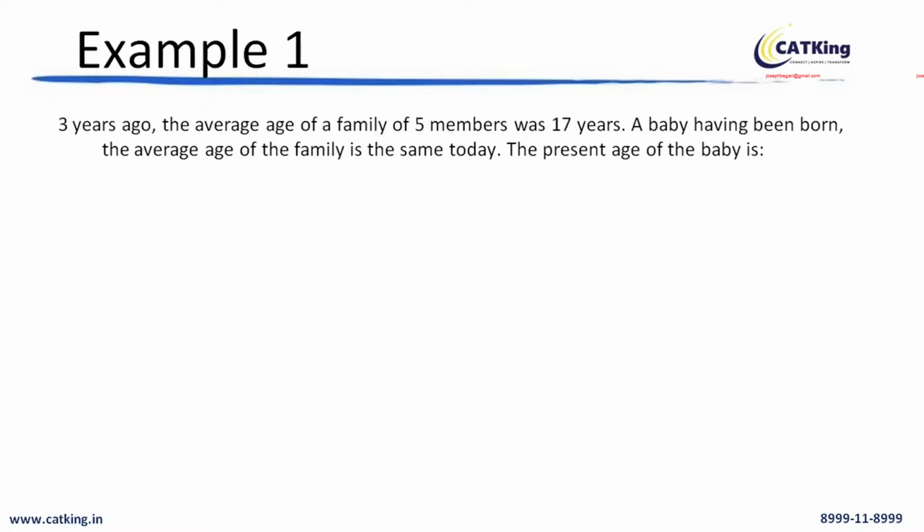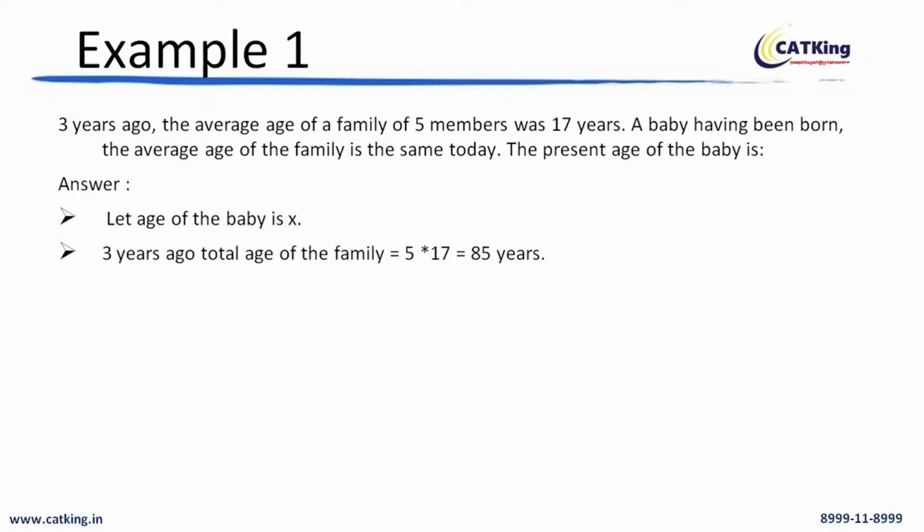So a baby was born during the tenure of these 3 years, and the average of these 6 members. If 5 members become 6 because a baby is born, the average of 6 members is 17 today. We have to find out the present age of the baby. Let the age of the baby be x.